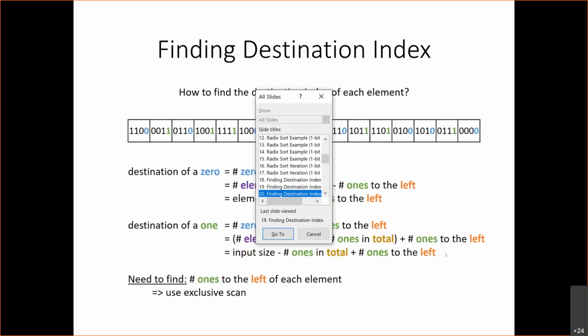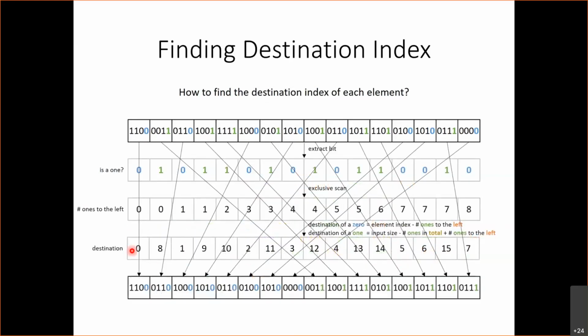So that's how we arrived at the second expression. And once we have the destination, we can simply store the element at the destination that we care about. By the way, this may not necessarily be the best approach at doing it sequentially. But I'm explaining an approach to doing radix sort, and then we will talk about how to parallelize this.